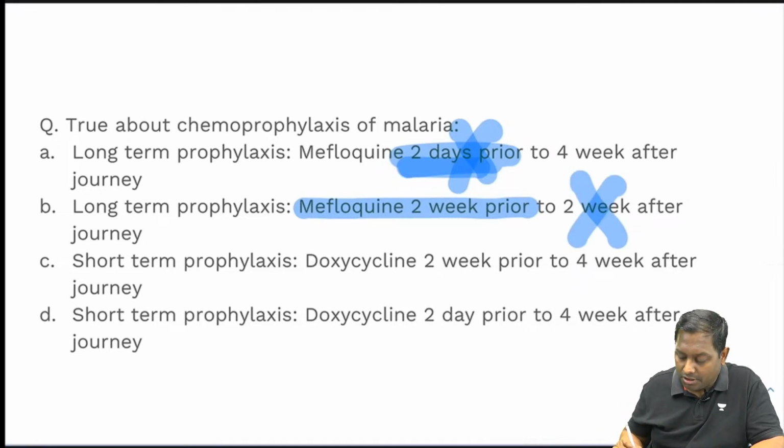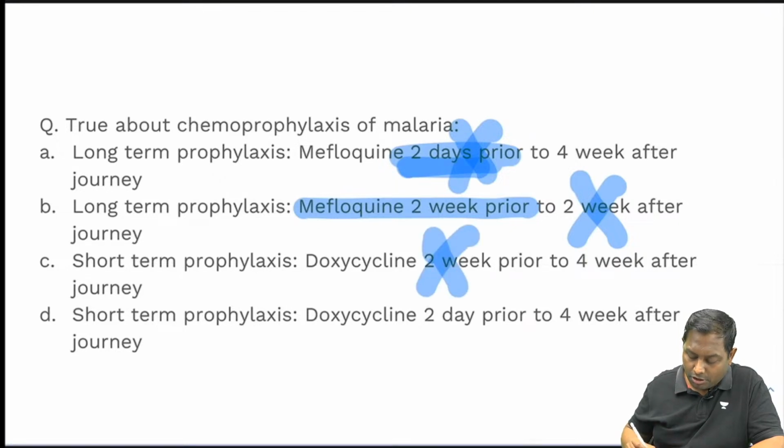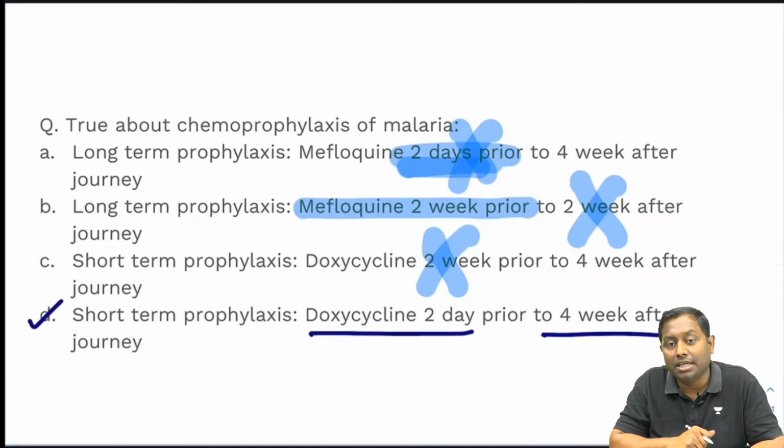Short-term prophylaxis, doxycycline 2 weeks prior, right? Short-term prophylaxis, doxycycline 2 weeks prior, no, 2 days prior. Short-term prophylaxis, doxycycline 2 days prior, yes, and 4 weeks after. This is the only correct one. This was an easy question, but again options are a little confusing here.